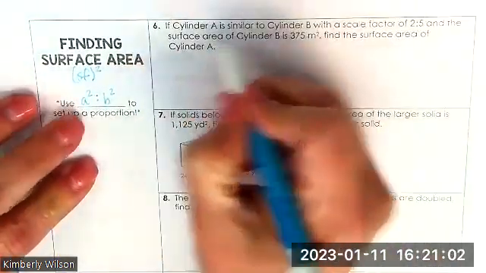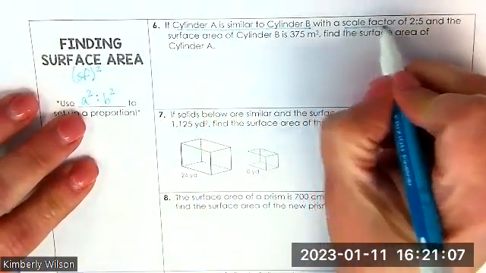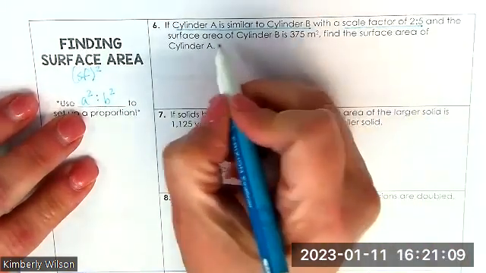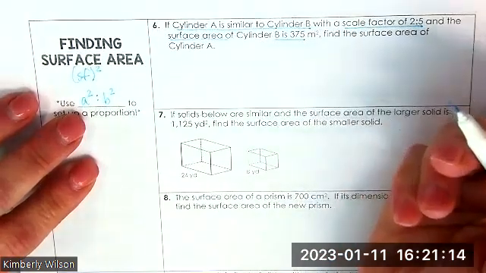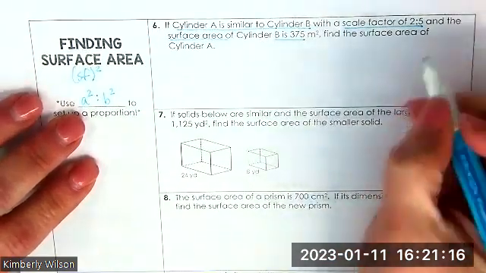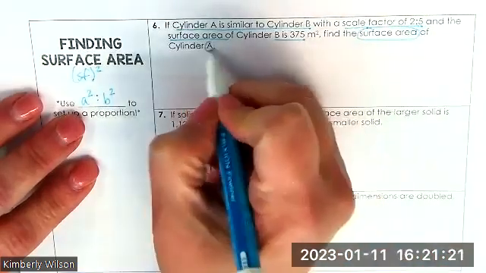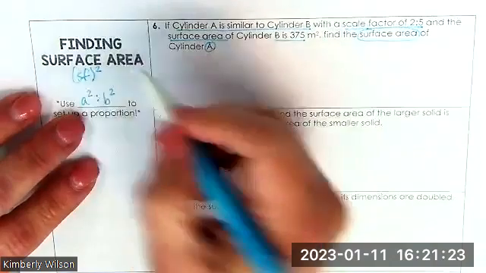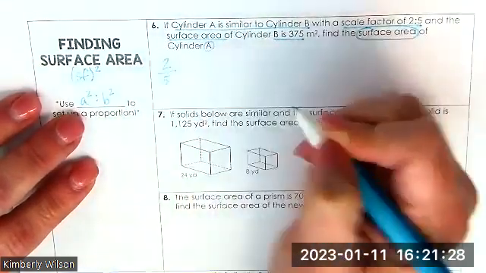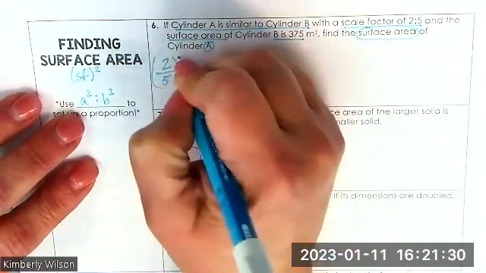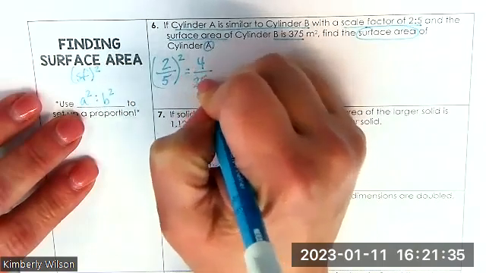Okay, so we have cylinder A is similar to cylinder B, and it has a scale factor of 2 to 5. And the surface area of cylinder B is 375. We want to find the surface area of cylinder A. Well, remember, surface area is squared, so I've got a scale factor of 2/5. So I'm going to do 2/5 squared, which is going to give me 4 over 25.